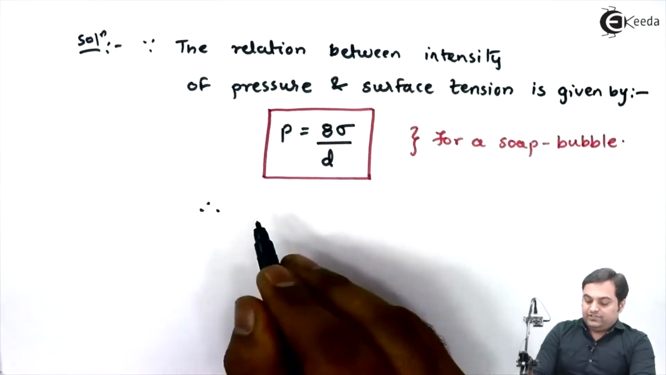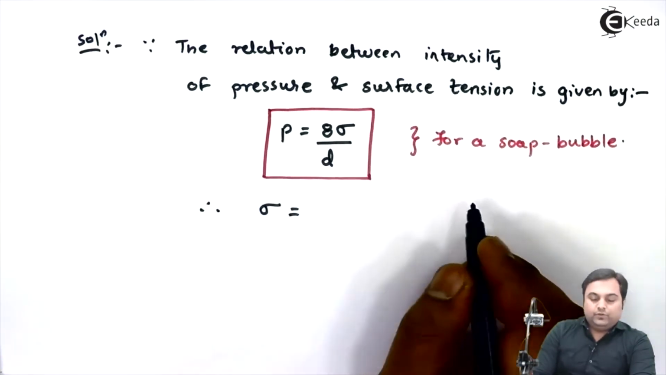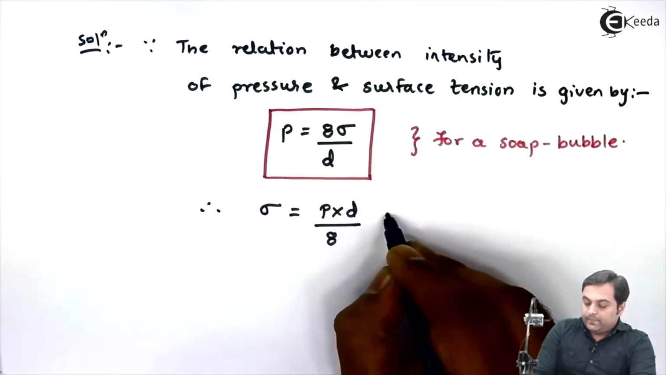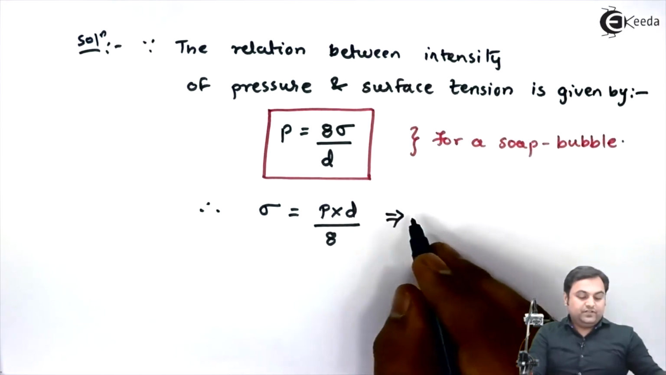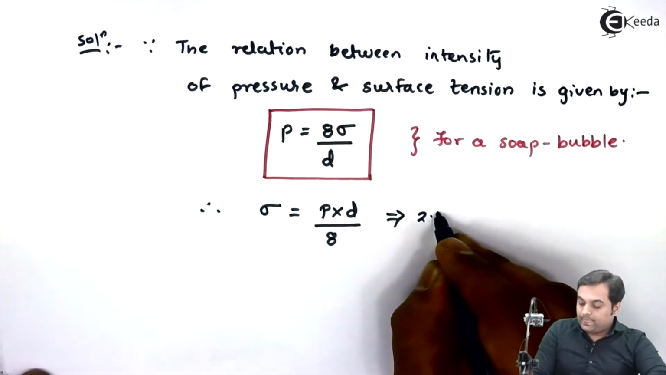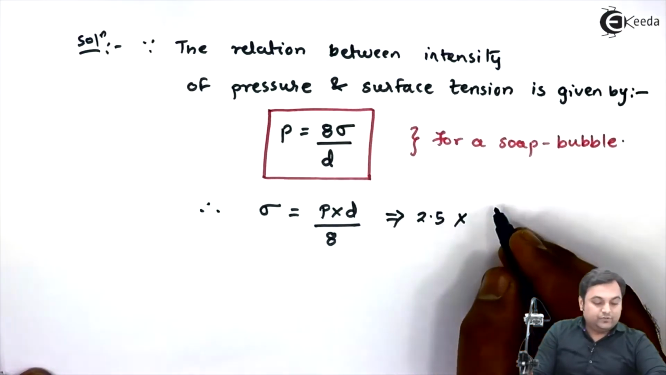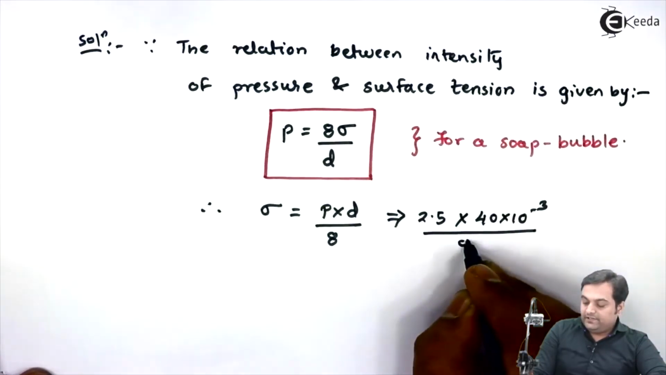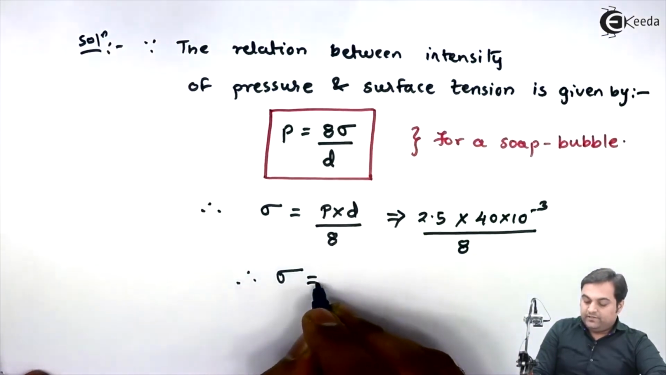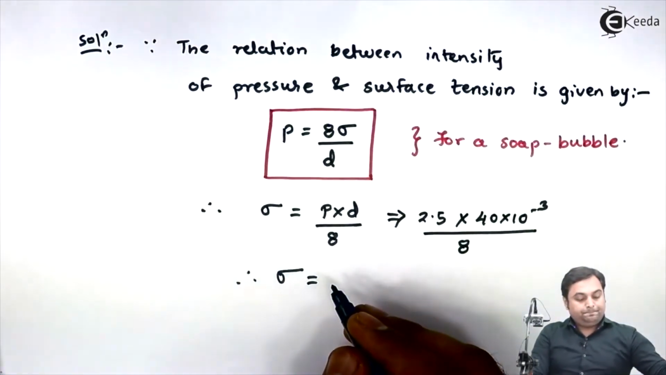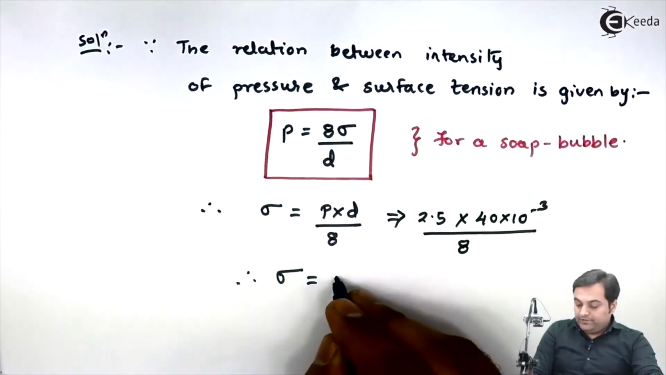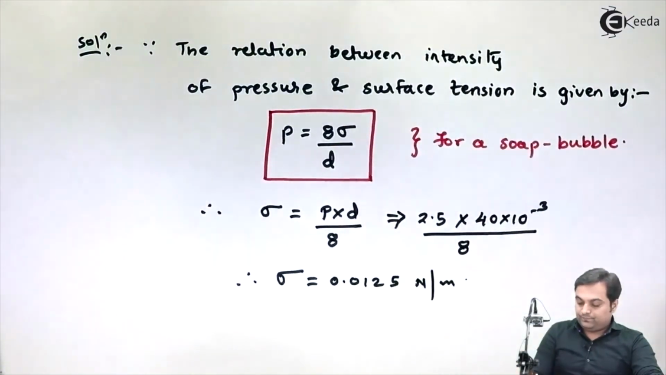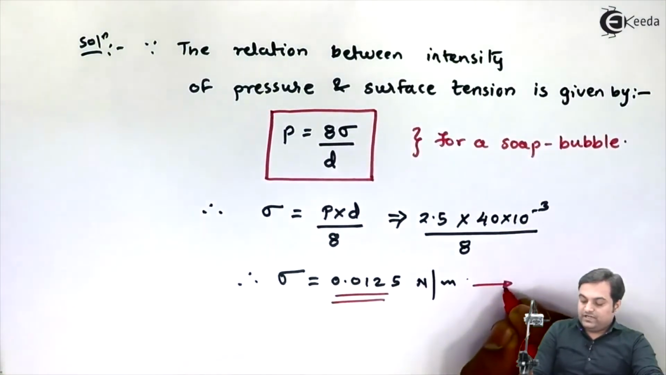We have to calculate surface tension. So I'll write down sigma is equal to P into D divided by 8. So it is equal to the intensity of pressure, that is 2.5, into the diameter of the soap bubble, 40 into 10 raised to minus 3, divided by 8. From this, if I calculate, my answer of sigma comes out to be 0.0125 Newton per meter. So this is the answer.